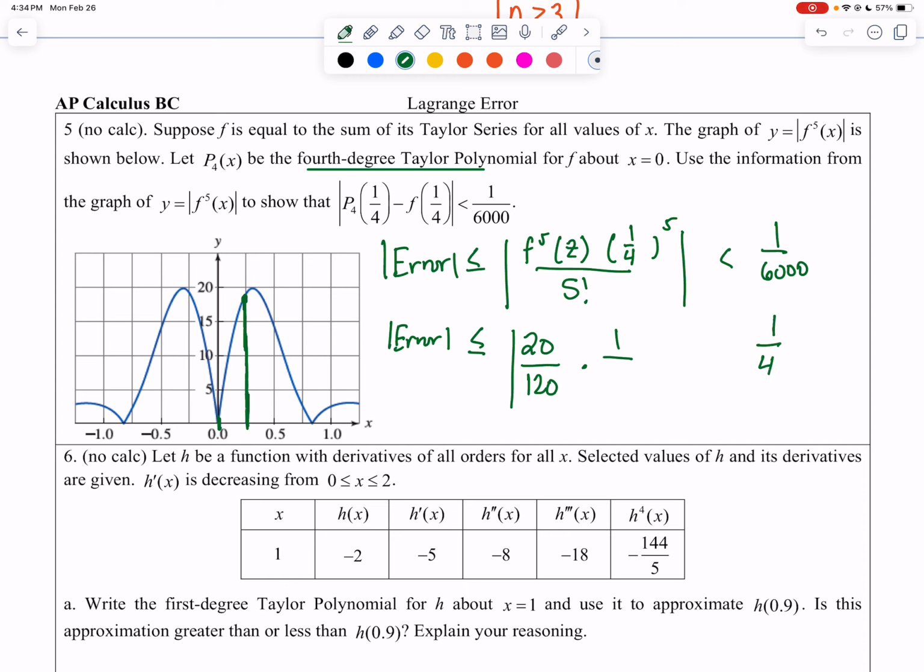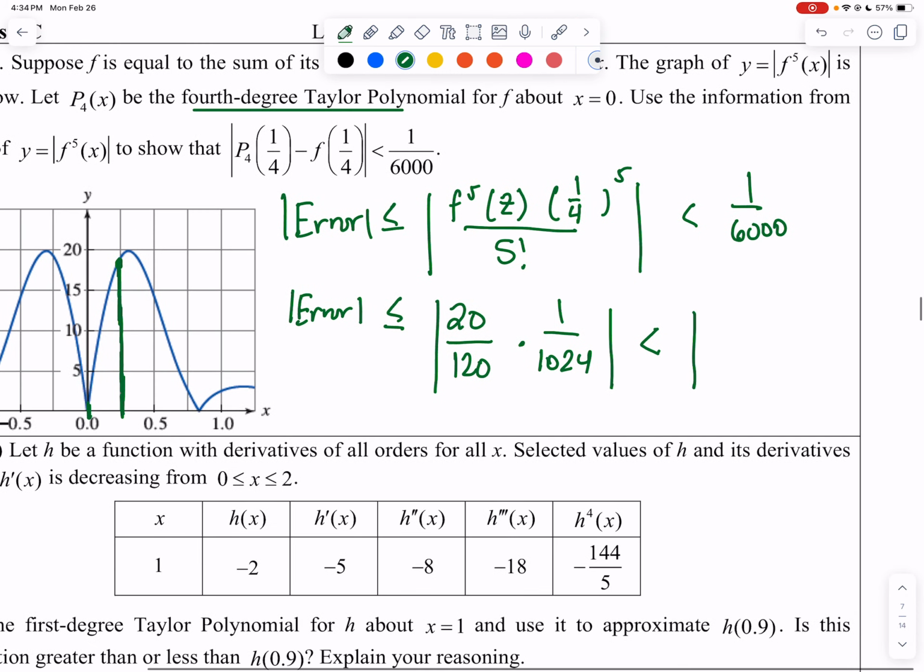4 to the 5th, I think, is... I can't do that in my head. But I know that that's going to be the same thing as 2 squared to the 5th, so that's going to be 2 to the 10th. And I know what 2 to the 10th is. 2 to the 10th is 1,024. That's going to be less than, let's see, 20 over 120 is going to be 1/6.